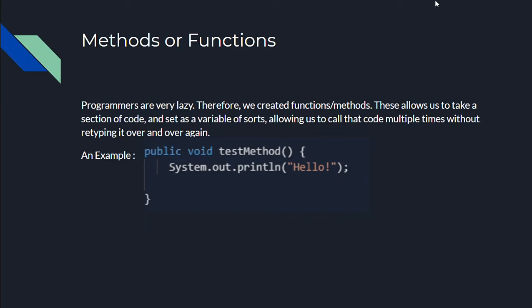Here we have the method testMethod. All it does is, when you call it, System.out.println("Hello"). All this does is print "Hello" in the console. We define it as public void, meaning it's a public method and it does not return anything.